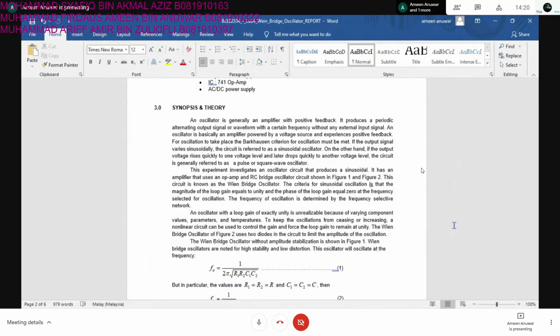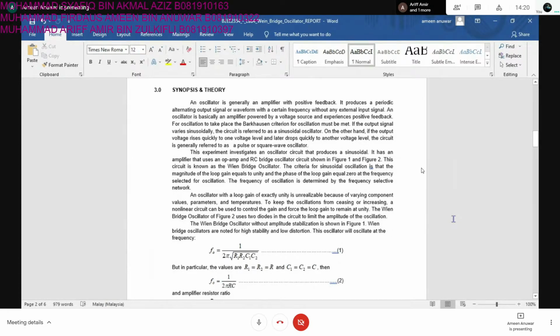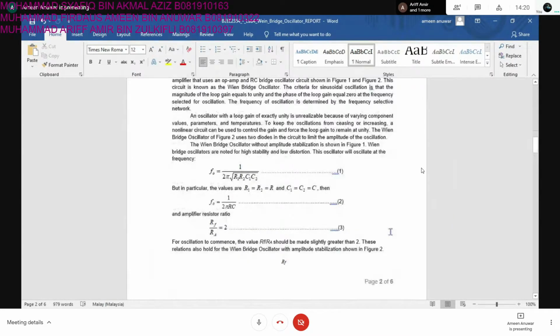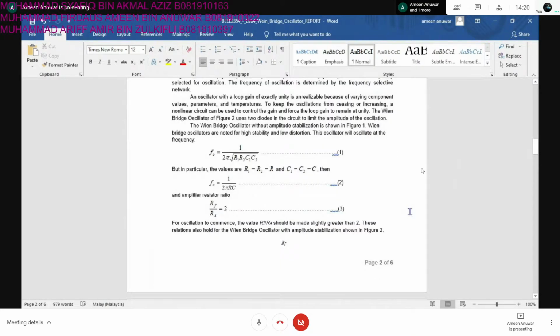Below is the mathematical formula that we use to obtain the oscillation frequency and the amplifier resistor ratio. So, moving on to Figure 1.